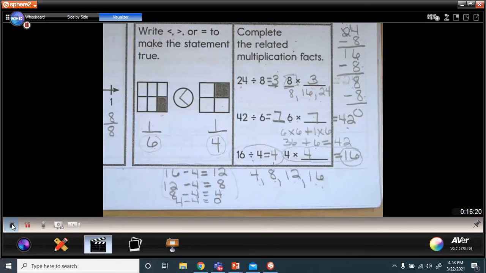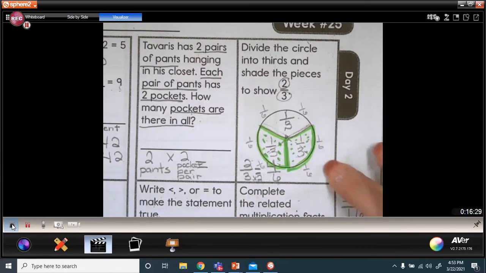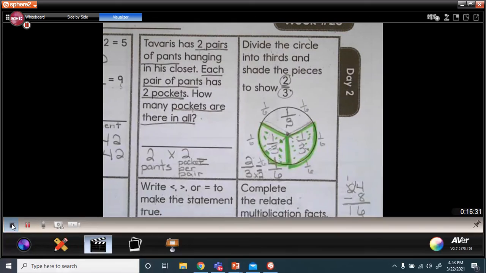So that's our week 25, day 2 solutions for DMA. Don't forget that you are using your discussion question for the equivalent fraction to 2/3 for your discussion answer or response. So can't wait to see you this afternoon for our equivalent fractions on a number line, and we will see you soon.